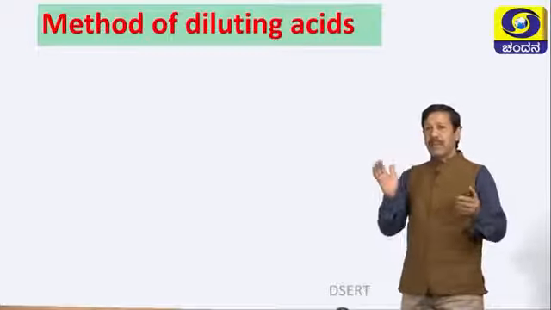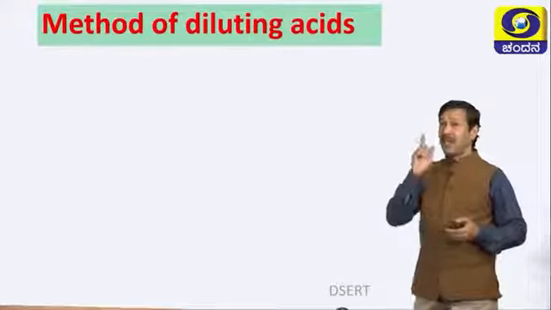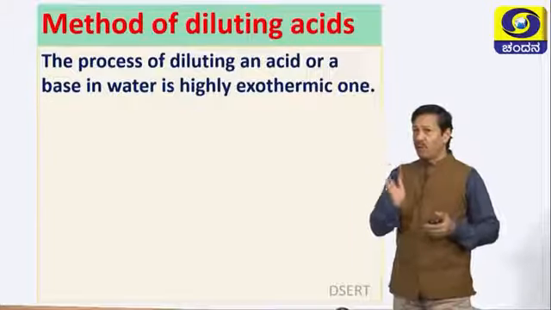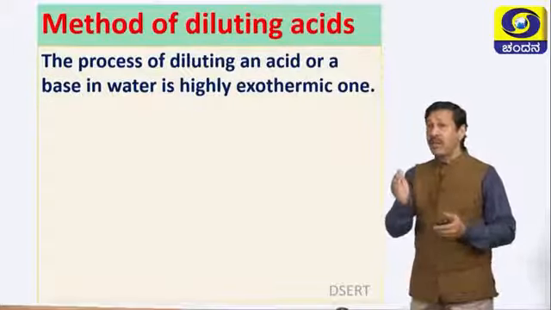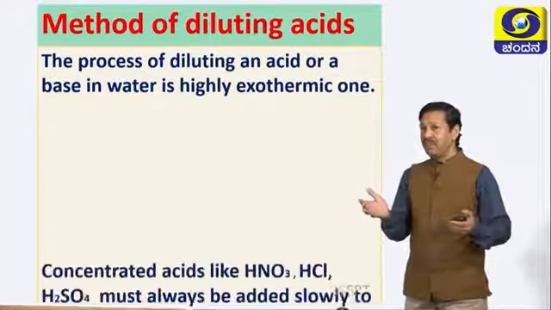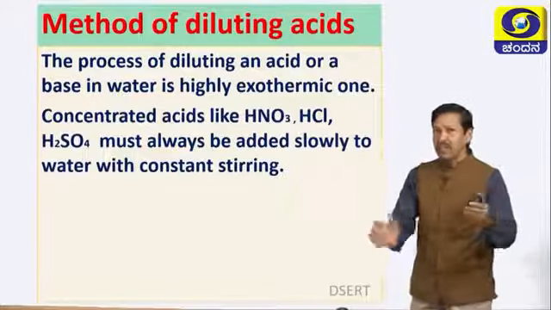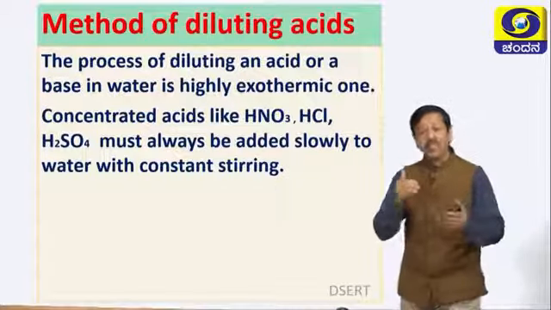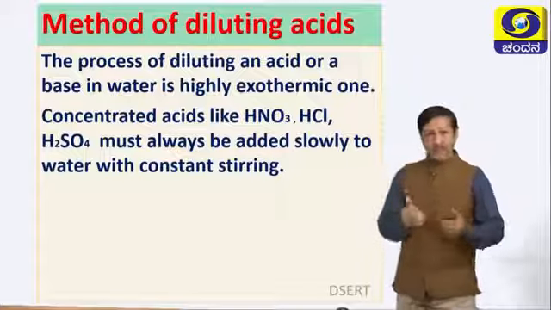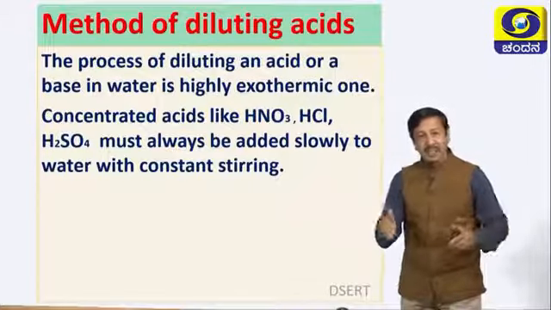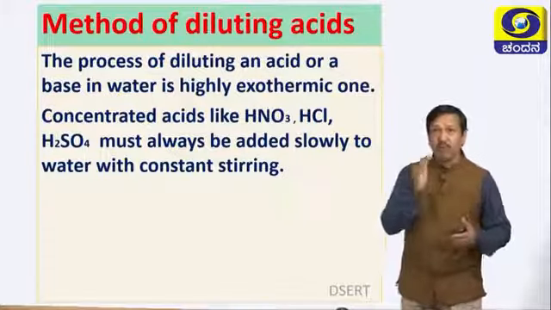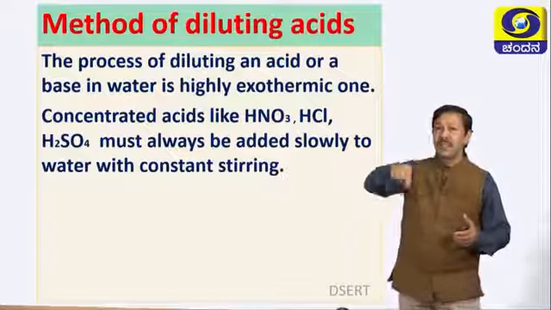Now, let us move on to the next one. The method of diluting acids is a very, very important aspect in the laboratory. So, you should have a thorough understanding of this one, what should be added to what, otherwise danger. Chemicals are very dangerous. The process of diluting an acid or a base in water is highly exothermic. Concentrated acids like HNO3, HCl, H2SO4 must always be added slowly to the water with constant stirring.